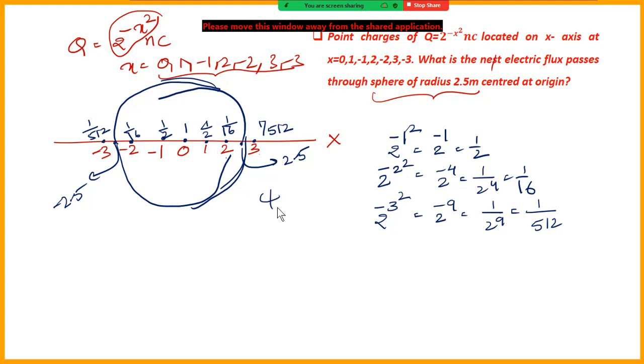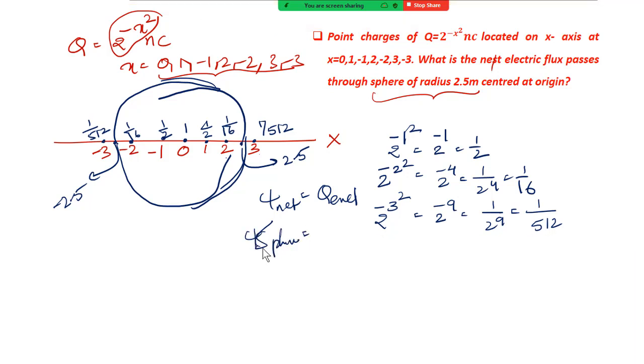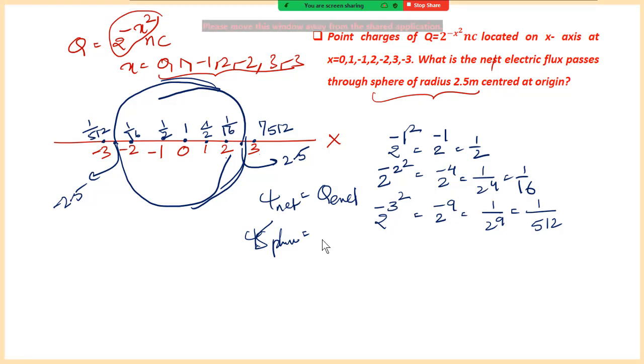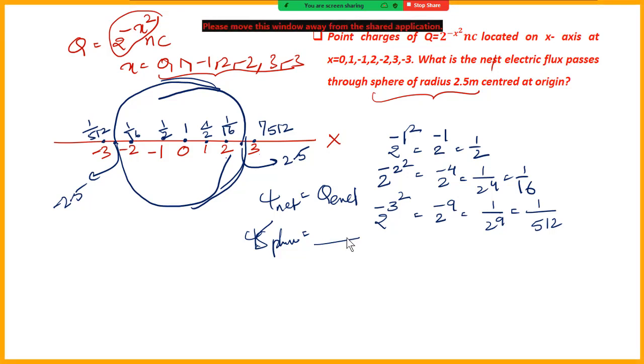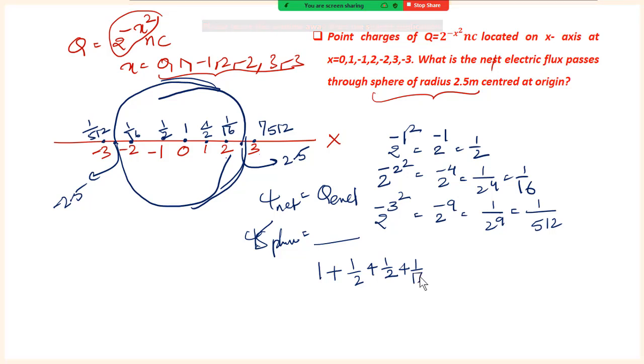So what is Gauss law? Net electric flux passing through any closed surface is equal to the charge enclosed by that closed surface. Now the closed surface is the sphere. So through the sphere, how much flux is passing? That is exactly equal, according to Gauss law, to the charge enclosed by that closed surface. Enclosed means the charge should be within the closed surface, that means within the sphere. So you should not consider the charges at x is equal to 3 and x is equal to minus 3. So the answer will become 1, that means available at x is equal to 0, 1 by 2 available at x is equal to 1, another 1 by 2 available at x is equal to minus 1, 1 by 16 available at x is equal to 2, and one more 1 by 16 available at x is equal to minus 2.